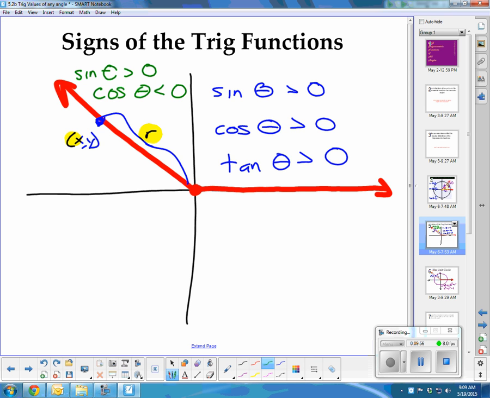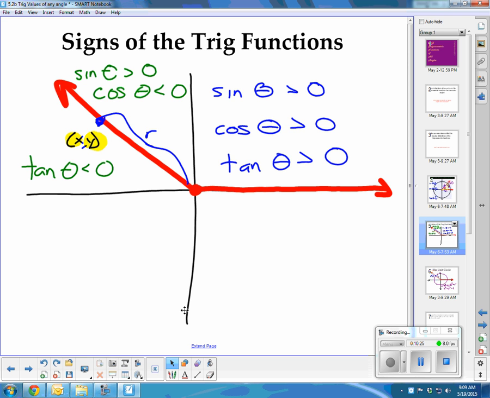And lastly, in the second quadrant, tangent of theta is going to be negative as well. Tangent of theta is defined as y over x, so I need the y, and I need the x. My y value is positive. My x value is negative. I divide them, and I'm going to get a negative output.